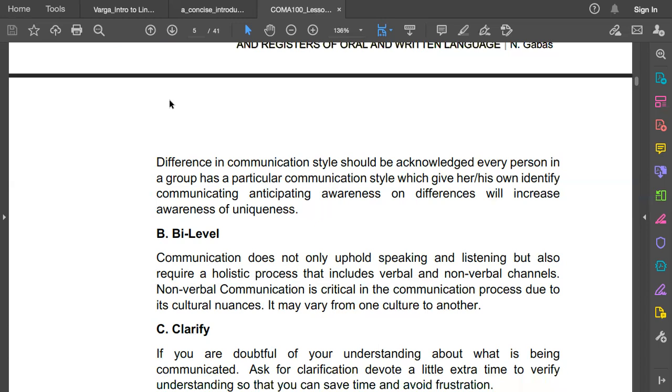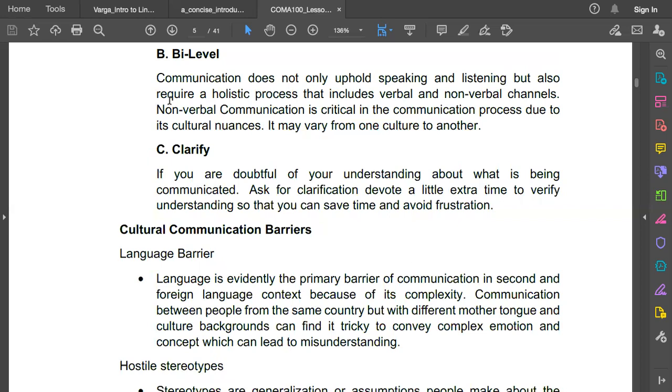Bilevel communication does not uphold speaking and listening per se, but also the holistic process. So the verbal and nonverbal is also important. It doesn't stop at listening and speaking. When we say verbal, it includes the written and the oral communication because you're using words. Nonverbal is more on gestures without using words.